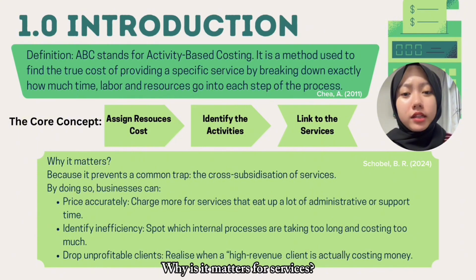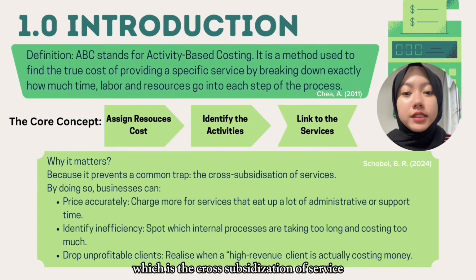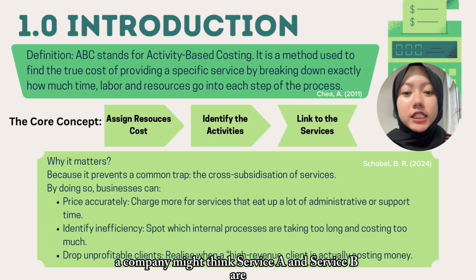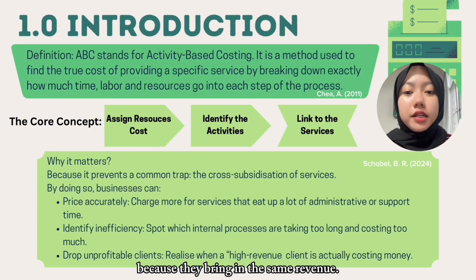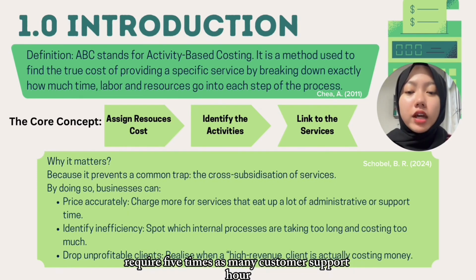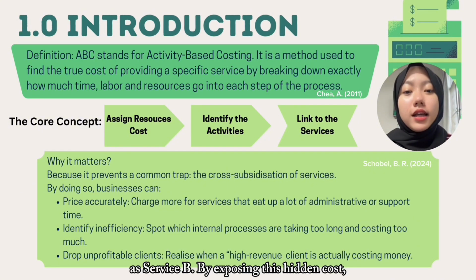Why does it matter for services? The service industry heavily relies on ABC because it prevents a common trap, which is the cross-subsidization of services. Without ABC, a company might think service A and service B are equally profitable because they bring in the same revenue. However, activity-based costing might reveal that service A requires 5 times as many customer support hours as service B.